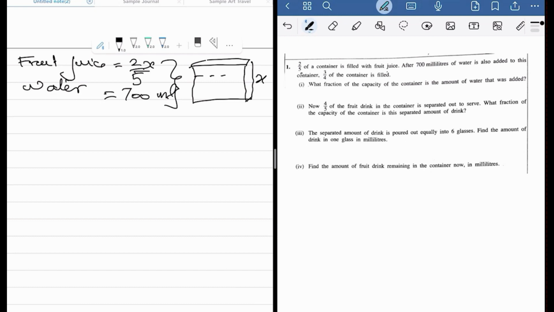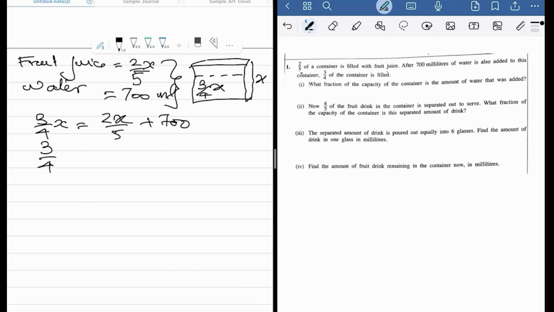it's filled up 3/4 of the container, so that will be 3/4 x. So in that case, 2x over 5 plus 700 must be equal to 3 over 4x. So I wrote it as 3 over 4x equal to 2x over 5 plus 700.